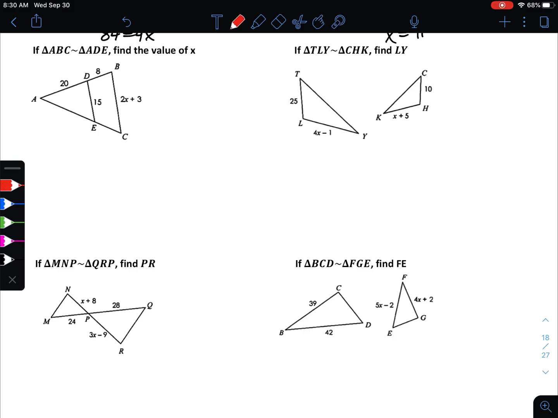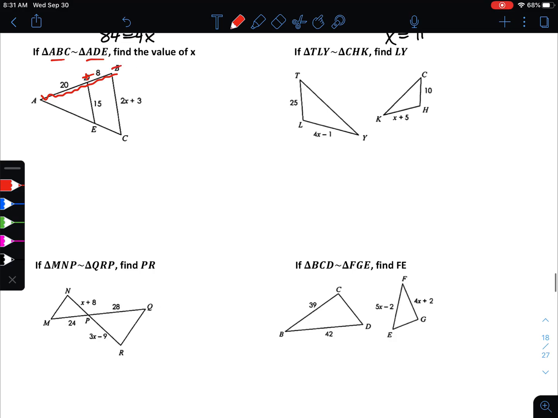So we've got triangle ABC, similar to triangle ADE, and we're wanting to find the value of x. Okay, so that first tells us that AB matches with AD. Well, AB is this entire side length. That's actually 20 plus 8 is 28 for that entire side length of A to B. AD, on the other hand, is just this piece from A to D, which is 20. So 28 matches with 20.